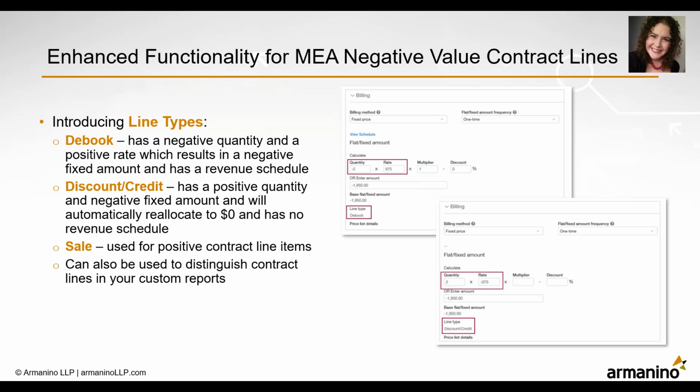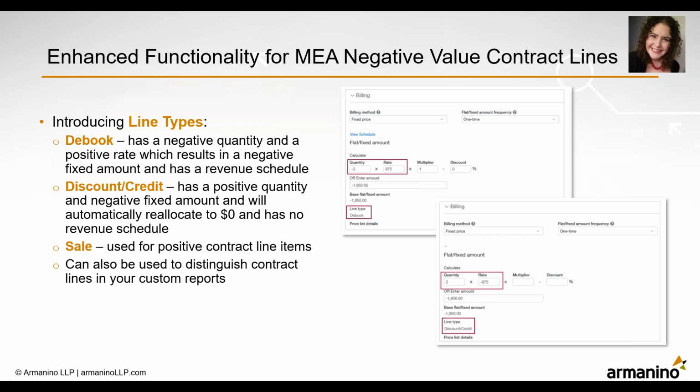When you have negative line types, the debook has a negative quantity and a positive rate, which of course is still going to result in a negative removal. And then the discount credit has a positive quantity and a negative amount because you're reducing how much they're going to pay. In the discount credit instance, it will automatically reallocate to 0 and have no revenue schedule. But in the debook, it will have a revenue schedule because you need to de-recognize any revenue related to it.